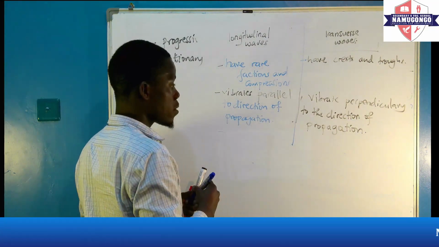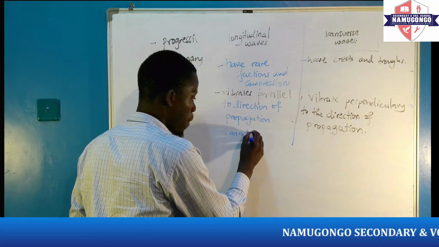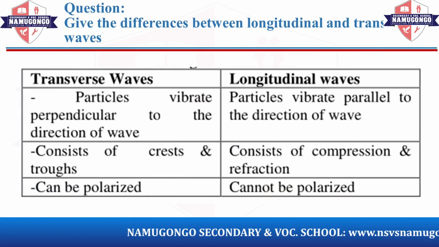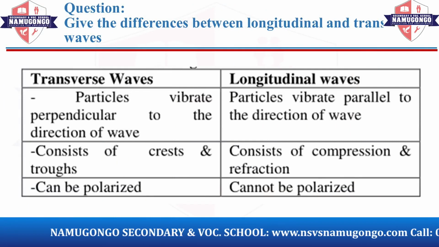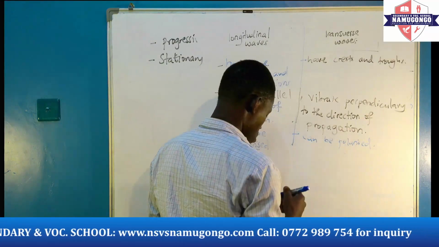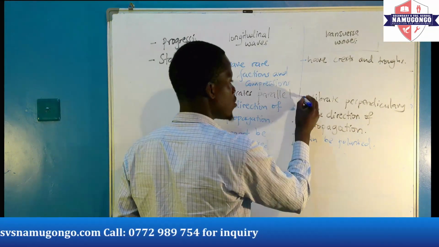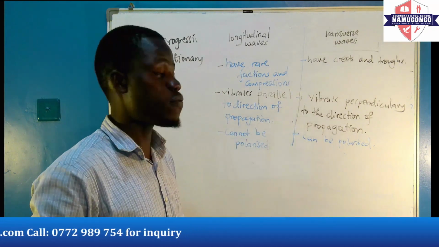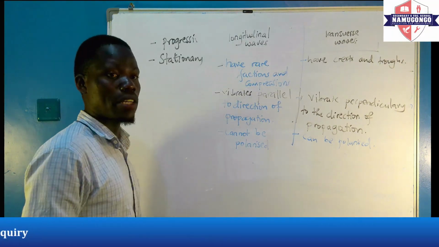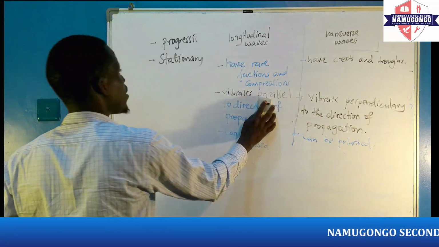Lastly, longitudinal waves cannot be polarized, whereas transverse waves can be polarized. So this is how you can attempt this question in case it came and they needed the differences. We can move on and look at some examples where we have questions and we can try them out.